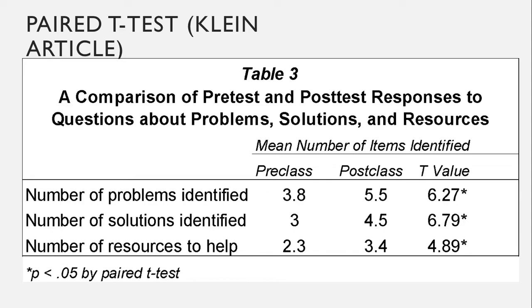Okay, so let's do an example. There are two time points, pre-class and post-class, or in other words, pre-test and post-test. And these were the means for the two time points. And here's the t-value. And this little asterisk tells us that p was less than 0.05. Therefore, these two means are statistically different from each other.